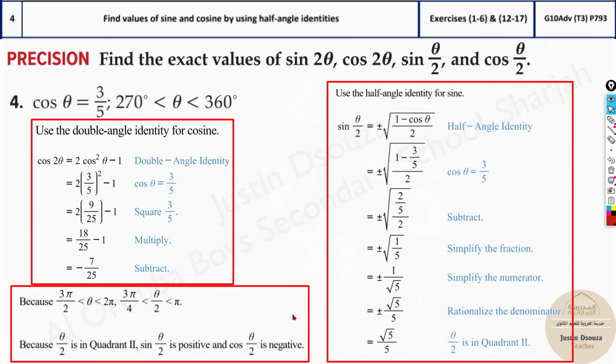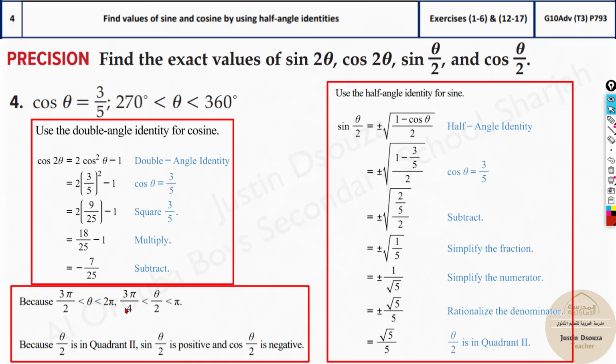Here, this is for the half angle identity. You can easily do the same thing. Divide both the sides by 2. And over here, we can see theta by 2 is in quadrant 2. So for sine, it is positive, whereas cos, it's negative, because it is the second quadrant.